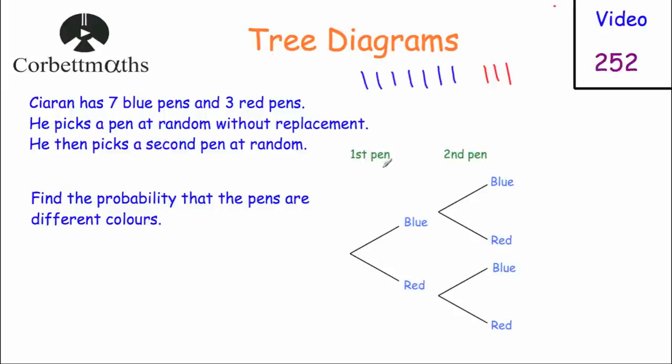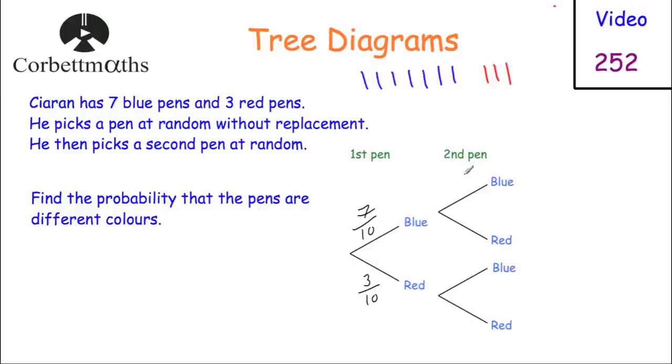So here we've got a tree diagram, and we've got the first pen and then the second pen. Let's deal with the first pen to begin with, because we know that he's got 7 blue and 3 red to begin with. So the probability of him getting a blue would be 7 out of 10, and the probability of him getting a red will be 3 out of 10. So we've labelled our two probabilities to begin with.